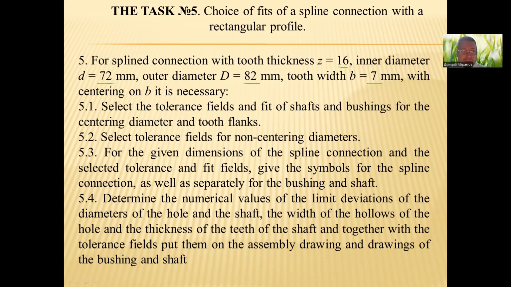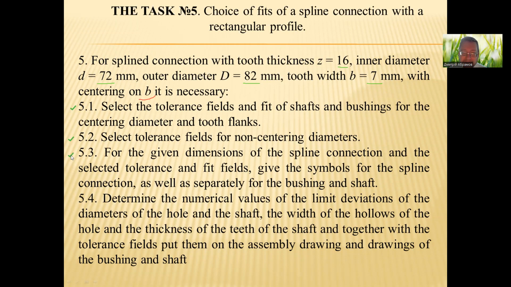With centering on B, it is necessary. It's very important: centering on B. It is necessary to select the tolerance fields and fits of shafts and bushings for the centering diameter and tooth flanks. Select tolerance fields for non-centering diameters.